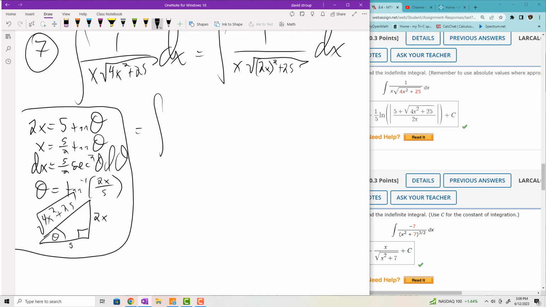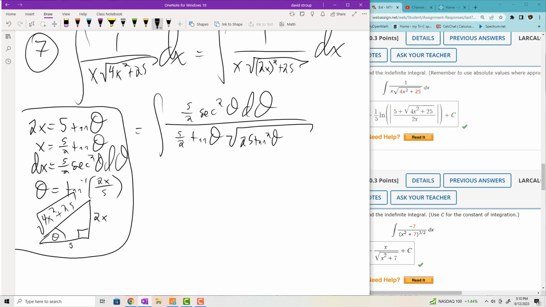So the integral of dx, let's just put it in the numerator. So we have 5 halves secant squared theta d theta all over x, which is 5 halves tan theta. And then we have the square root of 25 tan squared theta plus 25. Okay, let's deal with the square root portion. That's going to be the square root of 25 times tan squared plus 1. And then, of course, that's just the square root of 25 secant squared theta, and that'll just be 5 secant theta. Okay.